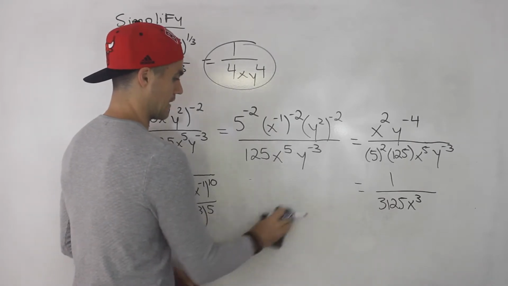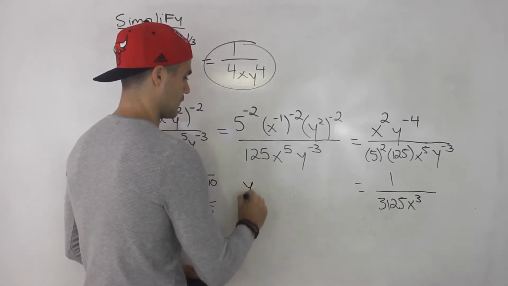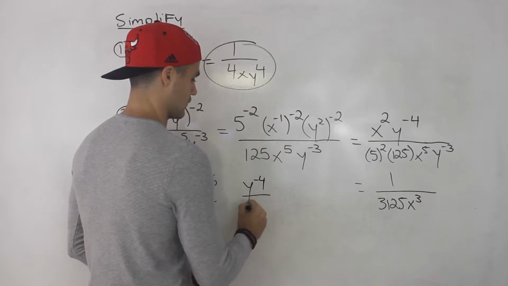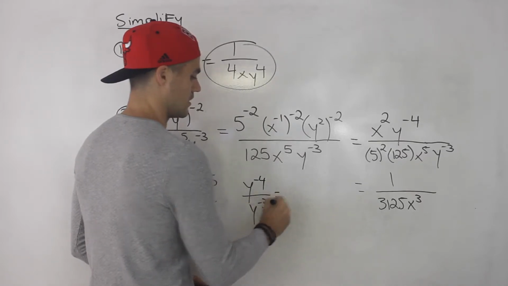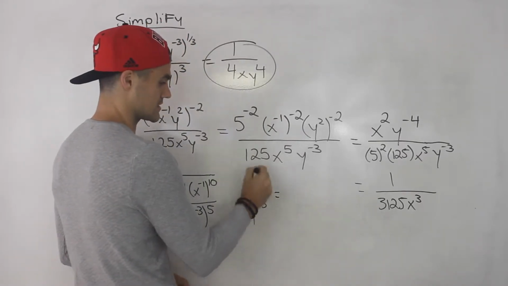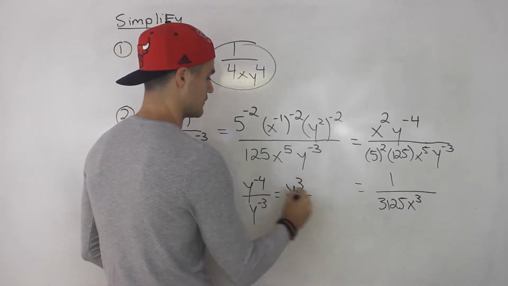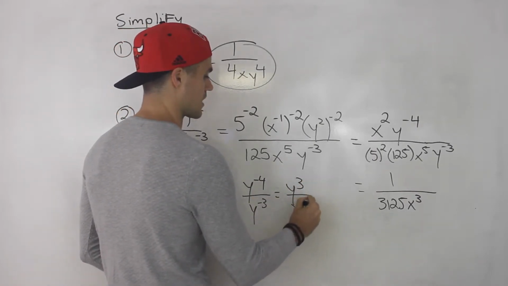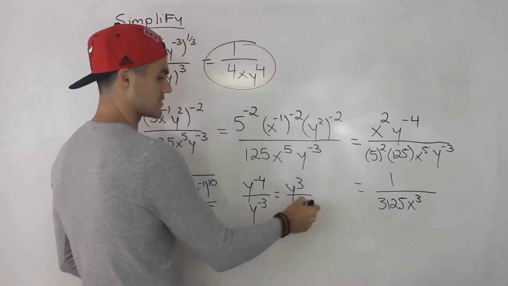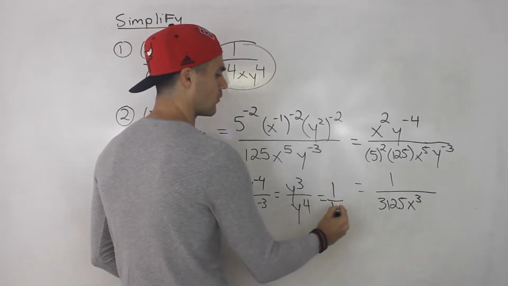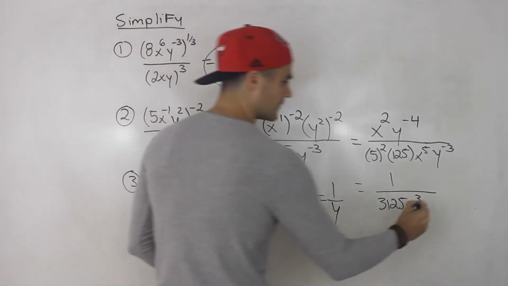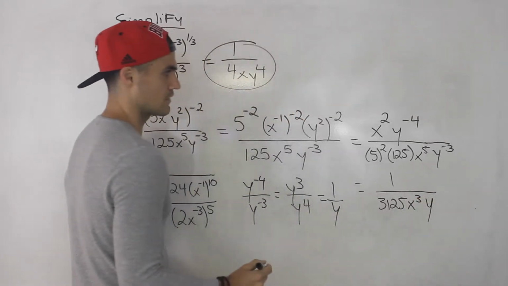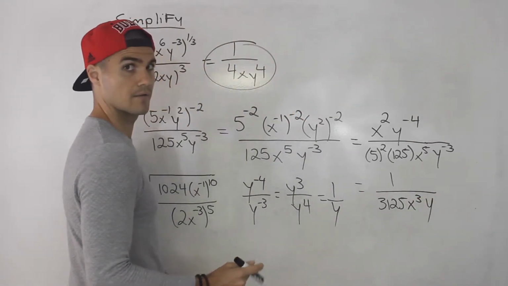And then we have y to the negative 4 over y to the negative 3. Well, we could just switch these, right? This negative comes up, becomes a positive. This negative comes down, becomes a positive. 3y's up top, 4y's at the bottom. We're left with 1y at the bottom. So it would simplify to that right there.